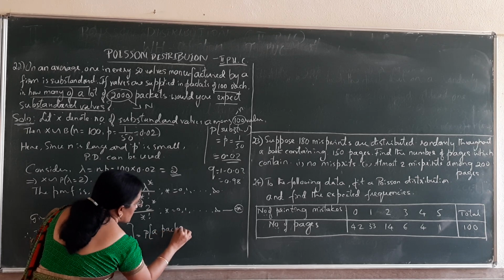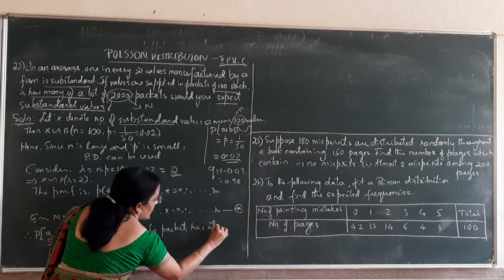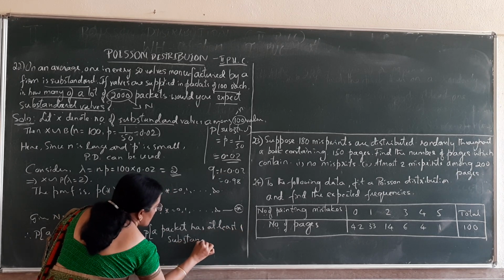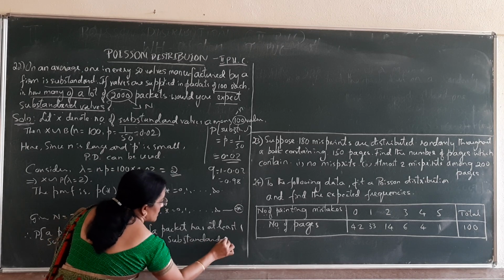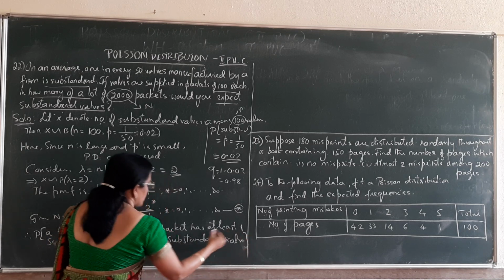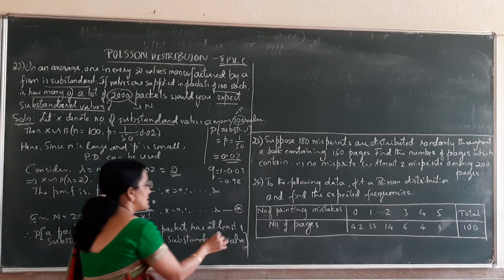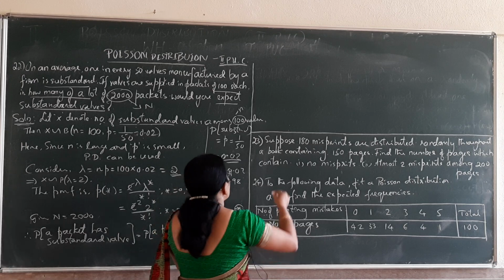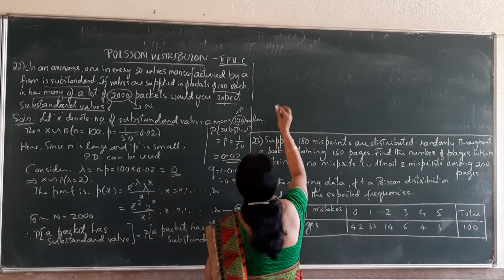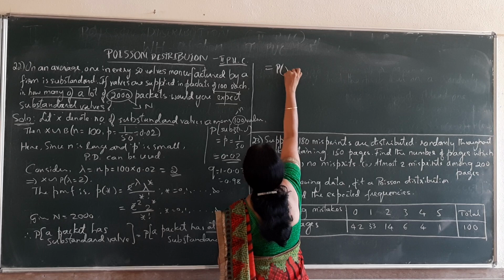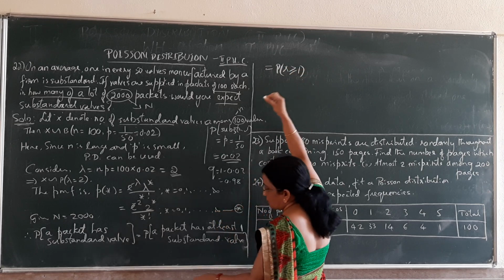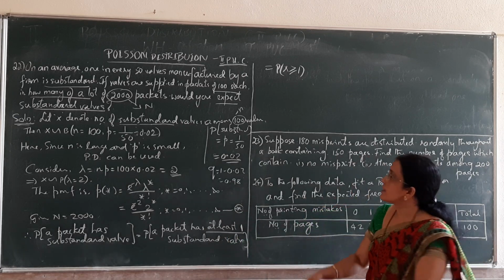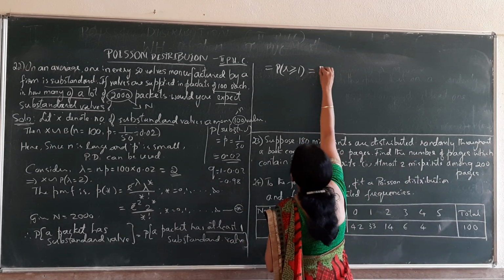has at least one substandard value. A packet has at least one substandard value, which is equal to the probability of x is greater than or equal to 1. What is the probability of x is greater than or equal to 1?